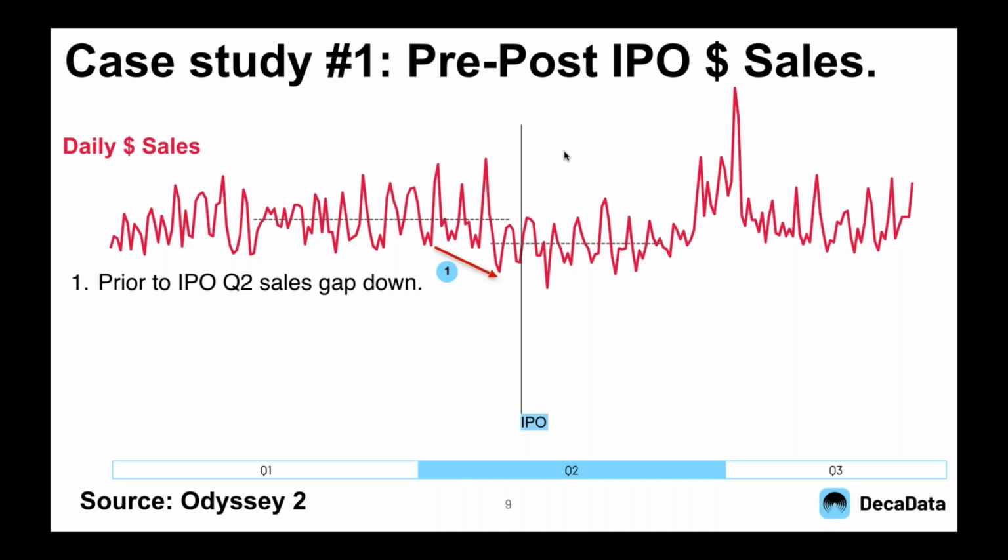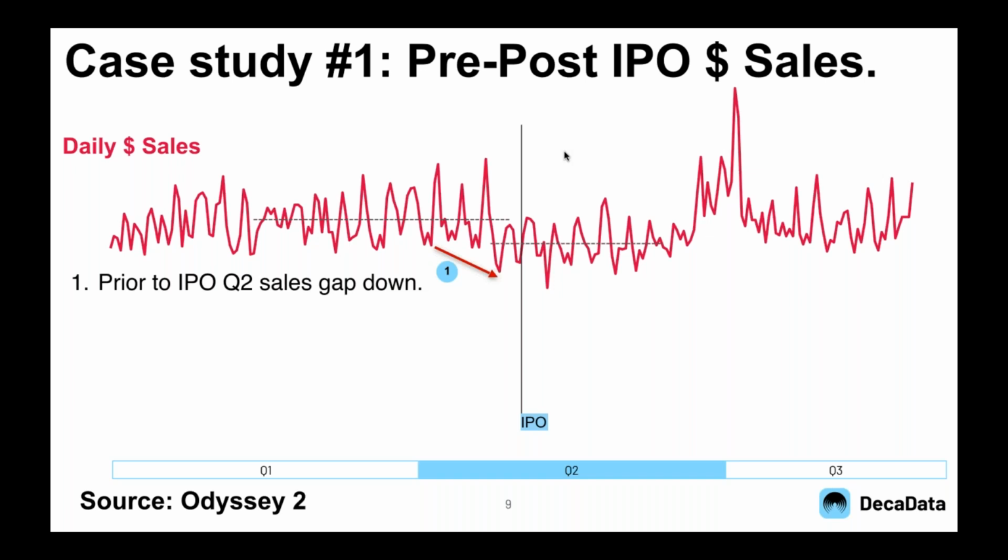The notable features on this slide are the red line showing the fluctuating daily sales peaking on a Saturday. They hover and oscillate around one mean prior to the IPO, and then about 2 weeks before the IPO takes place, they gap down to a new mean, and they oscillate around that for most of Q2 before rising as we approach July 4th and the holiday season. So a bit of a gap down in sales.